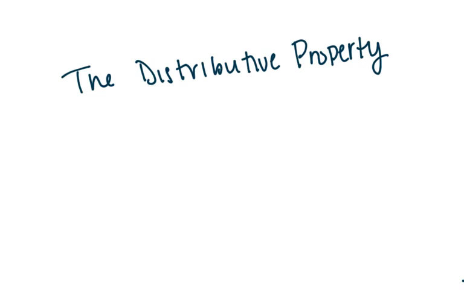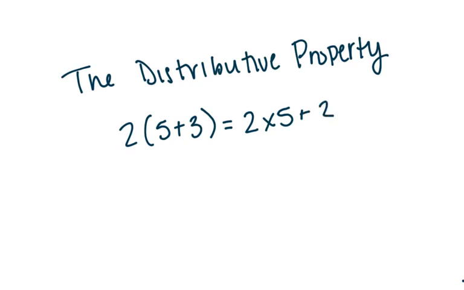So this lesson, we are focusing on using the distributive property. And that just is saying that 2 parentheses 5 plus 3 is equal to 2 times 5 plus 2 times 3. So the distributive property is saying that when you write expressions either this way or this way, they are the same and you will get the same answer.